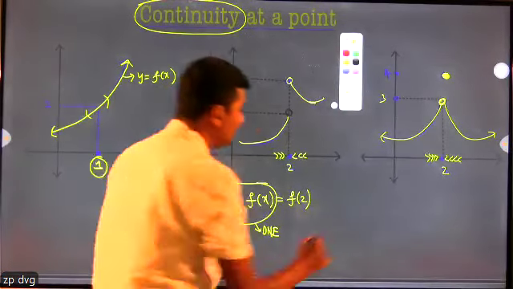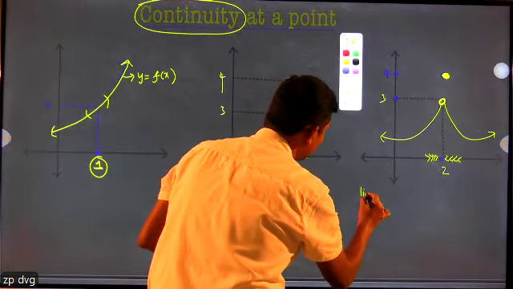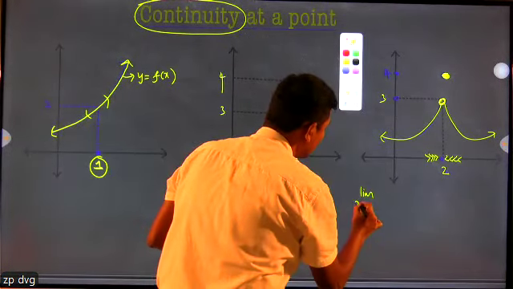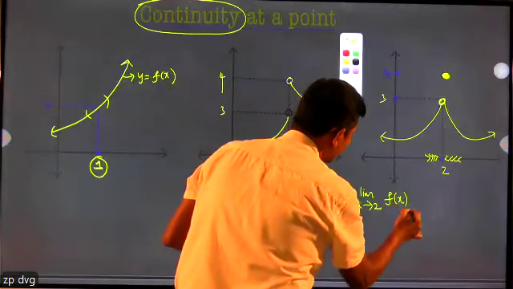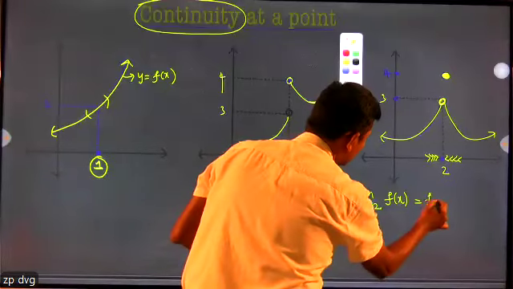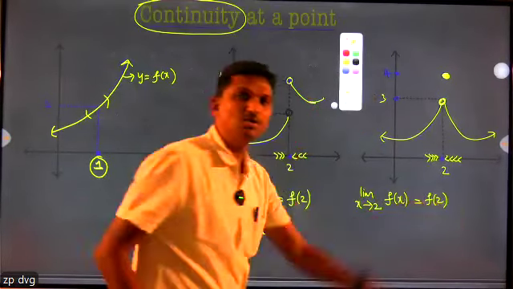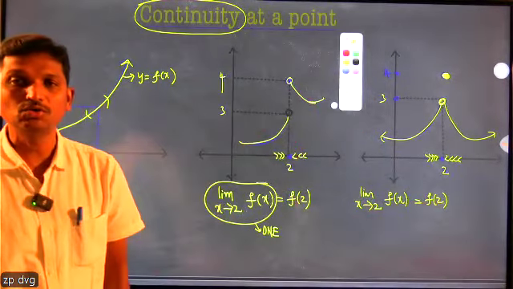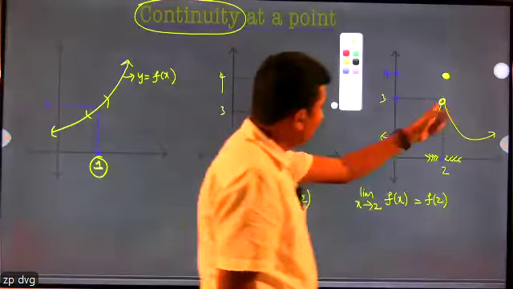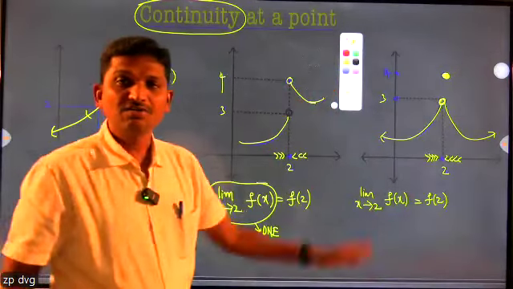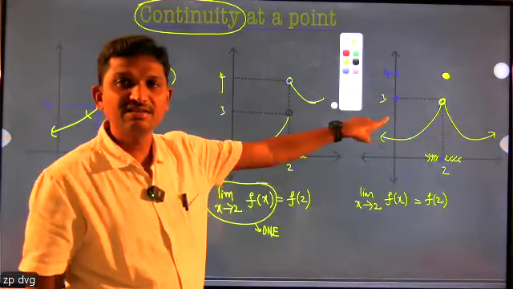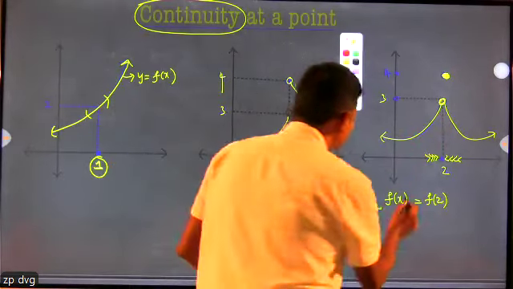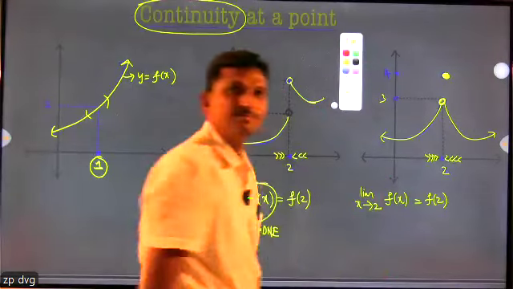In this case, you need to check the continuity at x equal to 2 now. Limit x tends to 2, f of x equal to f of 2. You need to check this. If this holds good, then we say the function is continuous at x equal to 2. Observe this graph. You learned in the beginning the concept of the limit. Does the limit of this exist or not?